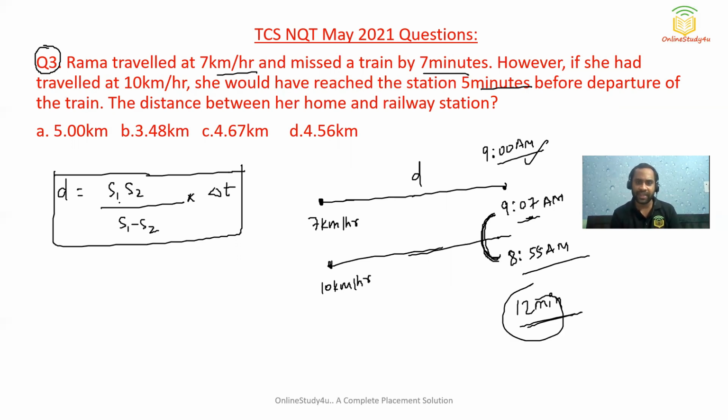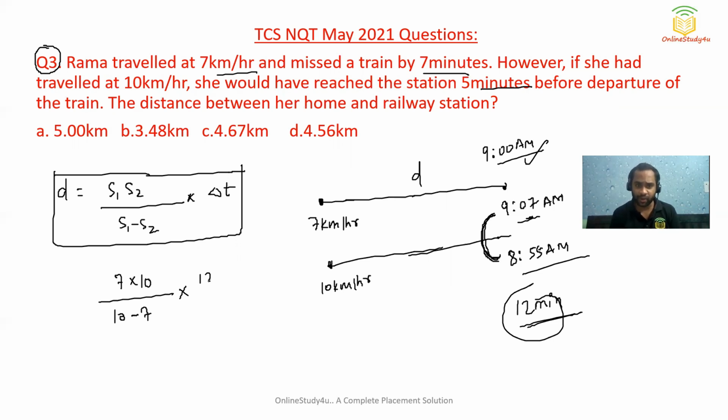Now S1 into S2. So my speed is 7 into 10 divided by 10 minus 7. Sir, should I take S1 minus S2 or S2 minus S1? You take S1 minus S2 or S2 minus S1, no problem. If you are getting negative, just make it positive because distance will never be minus. I traveled minus 10 kilometers? No way, that will not happen. Even if you are going in the wrong direction, you are covering some distance. So time, speed and distance will never be negative, into delta T.